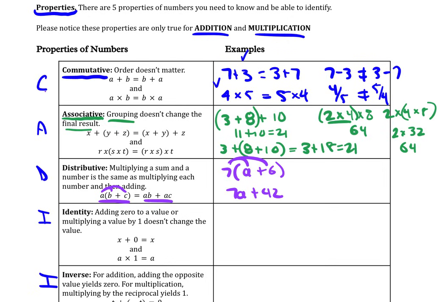Okay, and this one's a little bit weird because I have to put a caveat here. This one does work with subtraction. So if I go 7 times (y minus 4), that is the same thing as 7y minus 28. But remember, I got to keep that subtraction sign with it. So that one does work with subtraction, but that's about the only one.